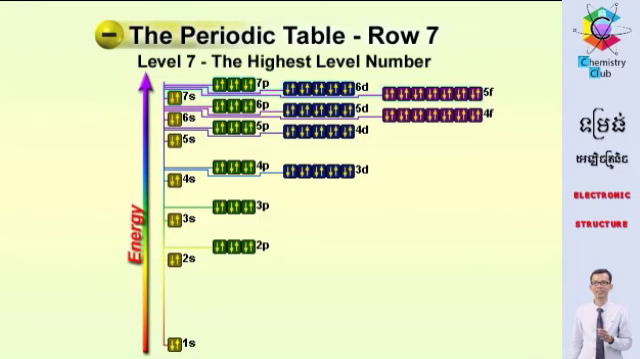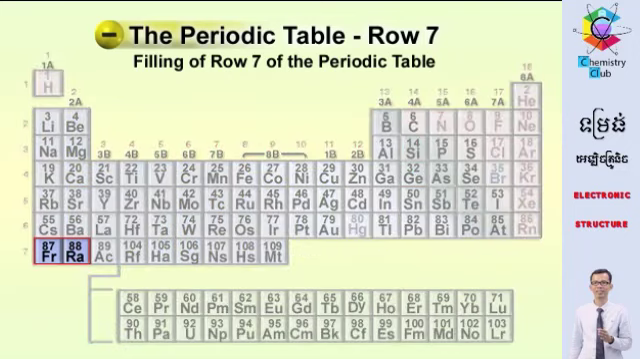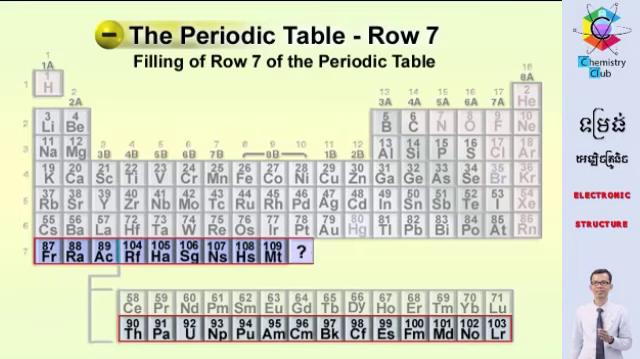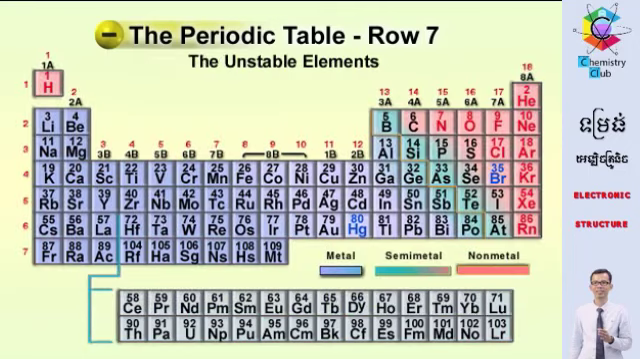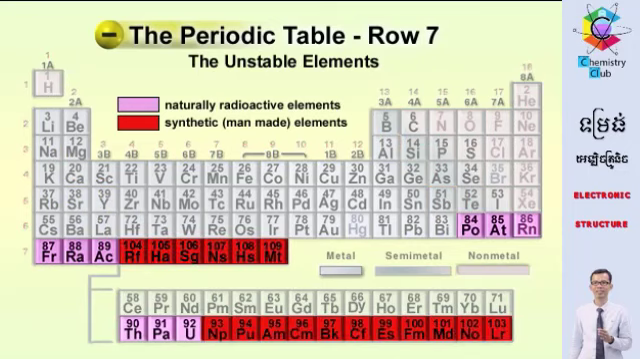Starting with the 7s orbital at francium, the elements repeat the exact same pattern as with row 6. 2 7s electrons, then 14 5f, 10 6d, and 6 7p. That is, it would happen this way, except that we're running out of elements. The nucleus is getting too big to hold together. Everything past bismuth, atomic number 83, is radioactive, and everything past uranium, atomic number 92, is synthetic.